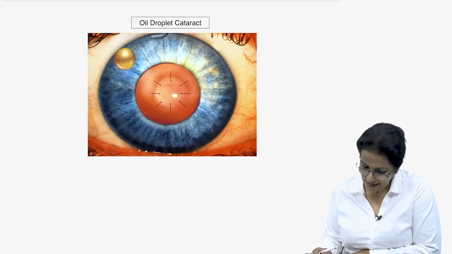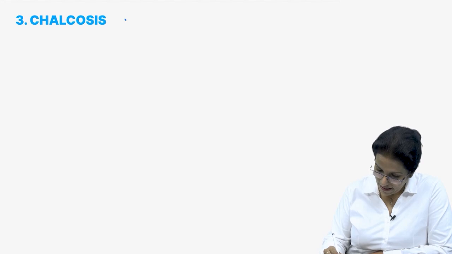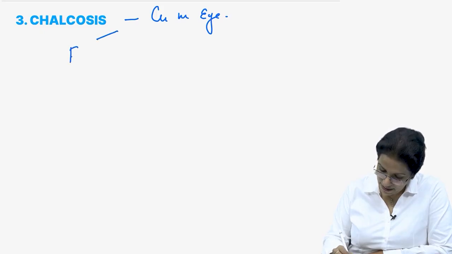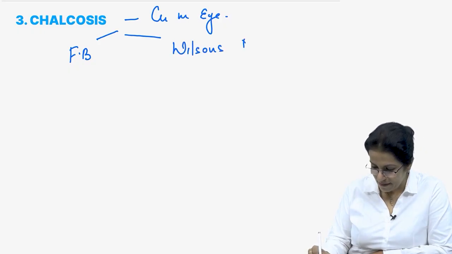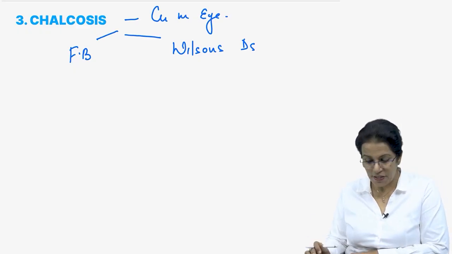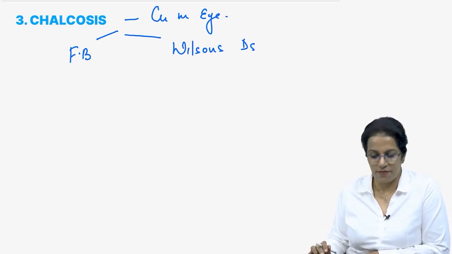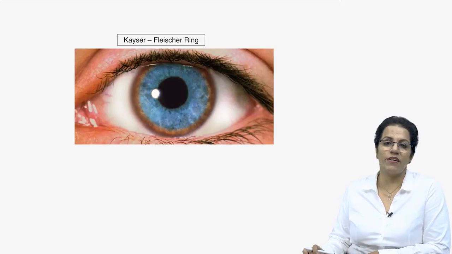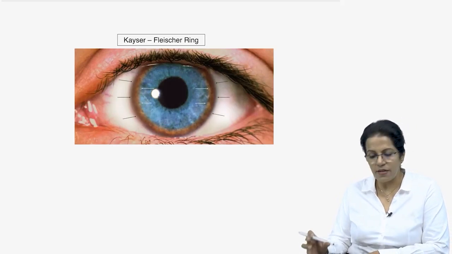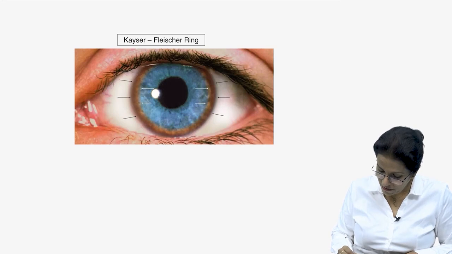Right. Next, chalcosis. We all know what is chalcosis? Copper in the eye. Now, this copper in the eye can either be due to any foreign body or it could be due to Wilson's disease. We all know this. What are the features that we are supposed to know about this? 2 important exam questions. First is, what is this? We all know we are talking about Kayser-Fleischer ring or KF ring, right? So it's a golden brown ring at the limbus and it is nothing but deposition of copper.